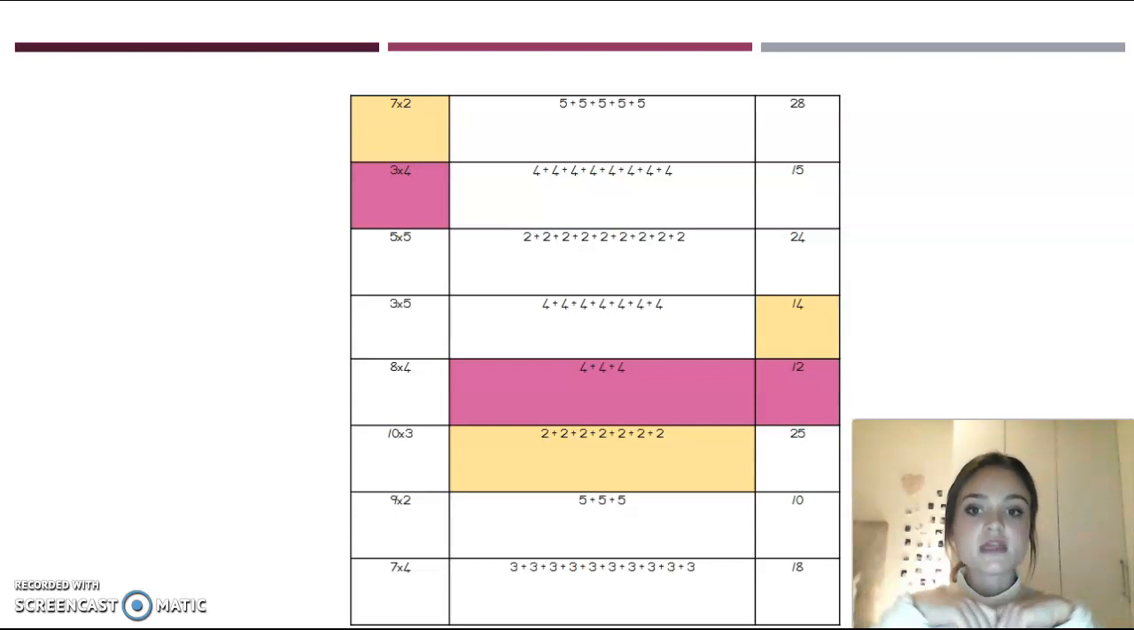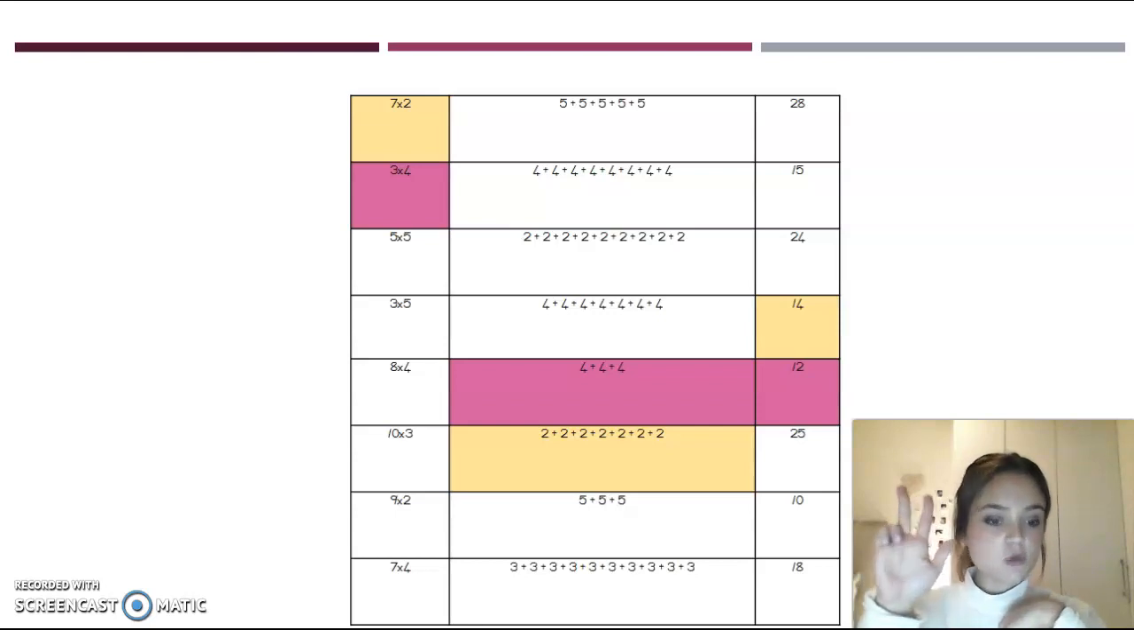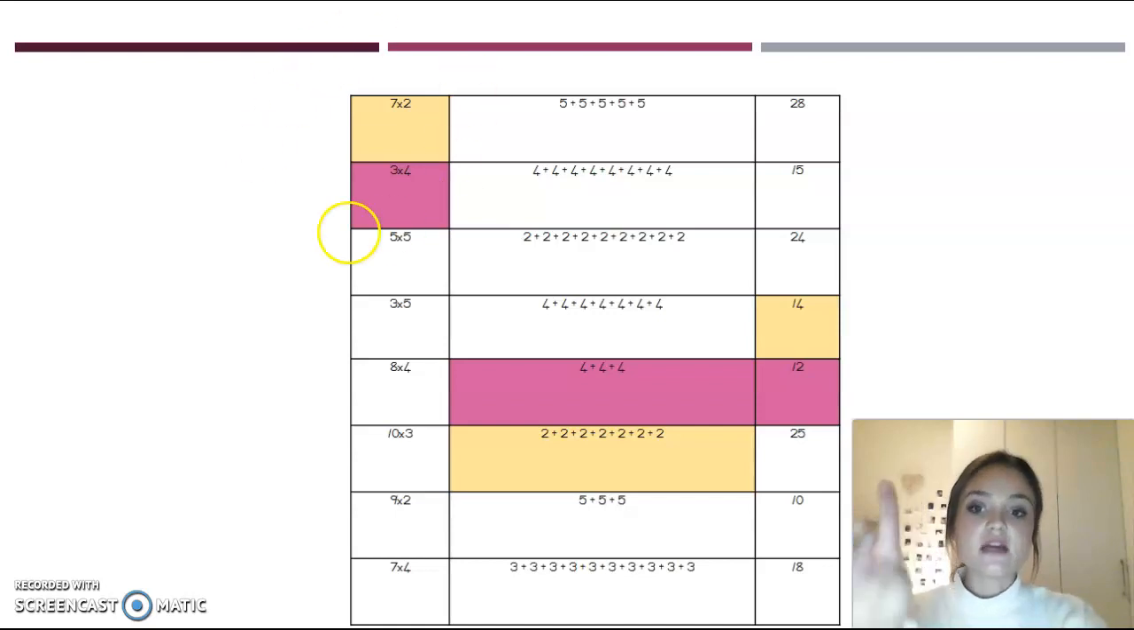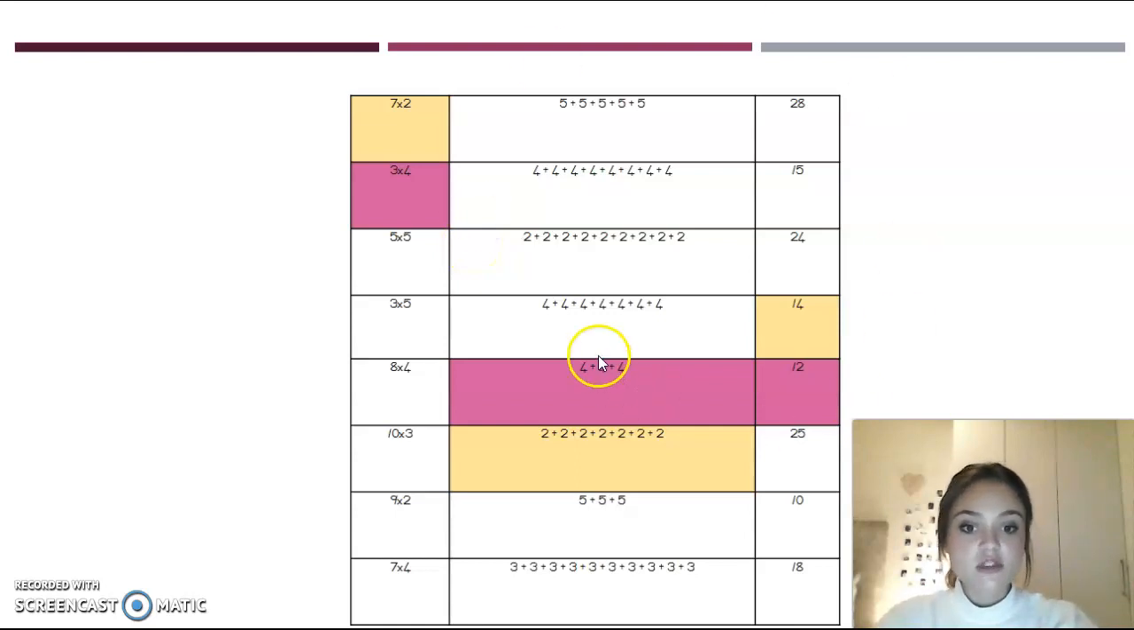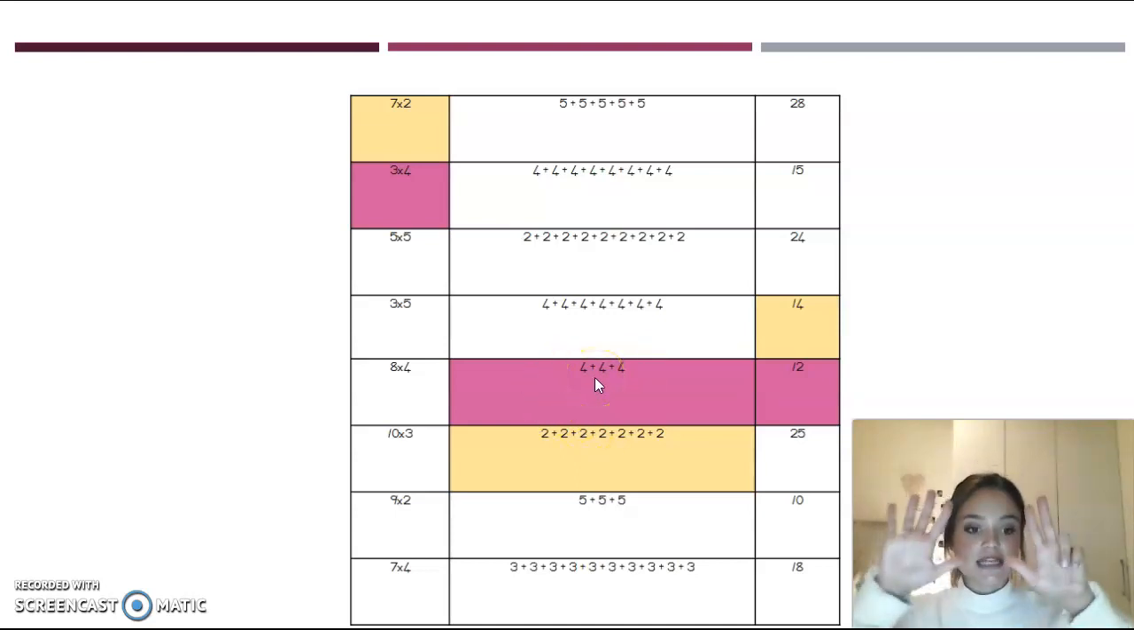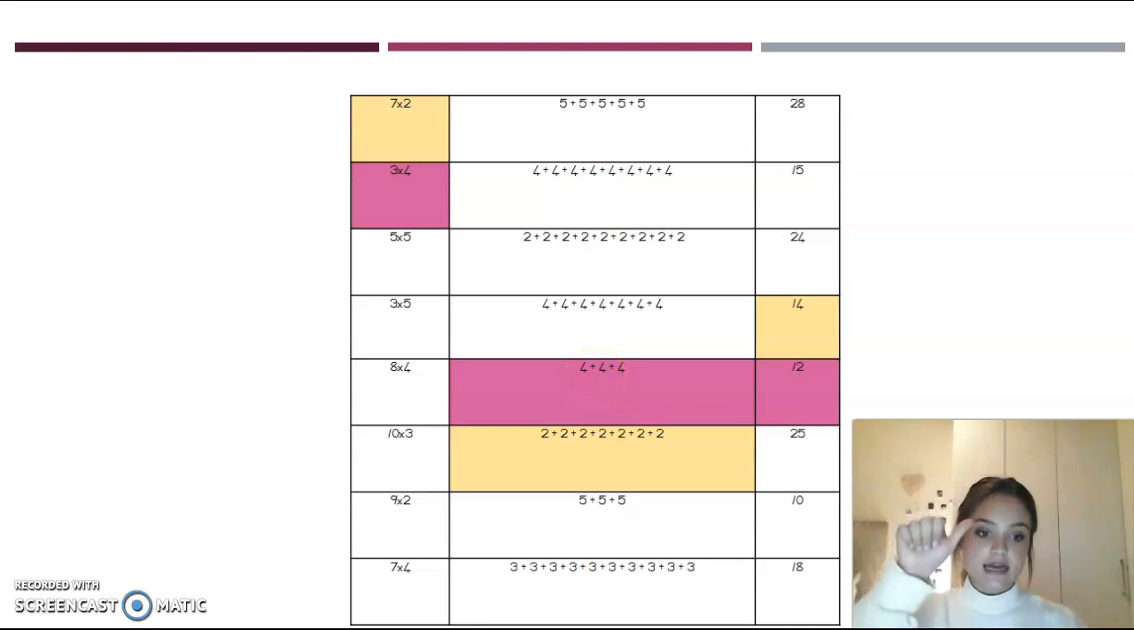Okay, let's count in 4's. 4, 8, 12. So we now know that we are looking for 4 being repeated 3 times, or 3 groups of 4. So we go to our middle here, 4 plus 4 plus 4, and you can check yourself again. 4 plus 4 is 8, plus another 4, 8, 9, 10, 11, 12.